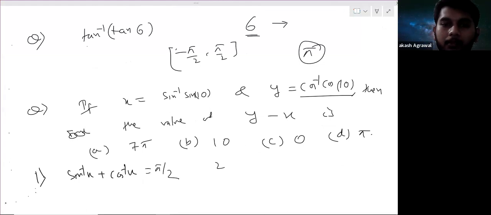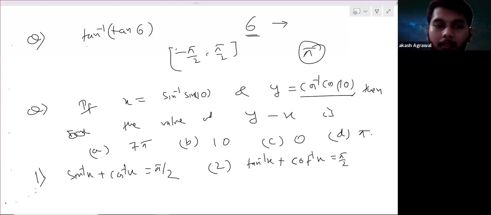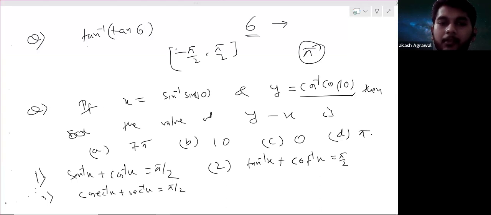Second one, tan inverse x plus cot inverse x. Yes, pi by 2. Complementary angles are added, right? Cosec inverse x plus sec inverse x is pi by 2. Okay. Yes, sir. Please write it down.